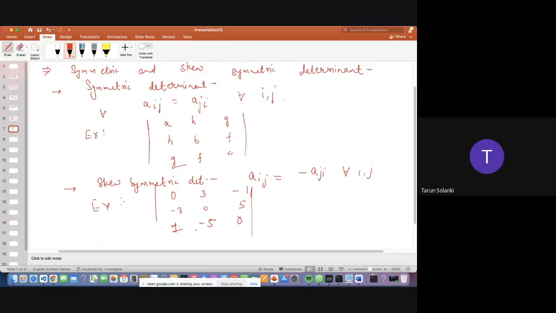And the value of a skew symmetric determinant of even order is always a perfect square, and that of odd order is always 0. These 2 points you need to remember. First, every diagonal element of a skew symmetric determinant is always 0, and second, the value of a skew symmetric determinant of even order is always a perfect square, and that of odd order is always 0. So first copy both the symmetric and the skew symmetric determinants.